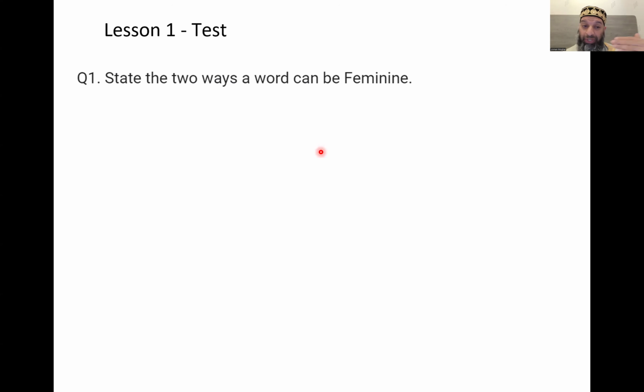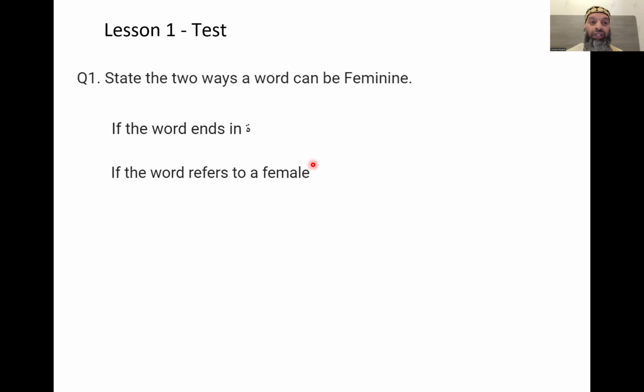Right, so now we're just going to repeat the answers. If you missed lesson 1 or you're struggling with lesson 1, you've heard now the homework answers, and now you're going to hear the test answers to give you some more to make it sit in. Okay, so state 2 ways a word can be feminine. If the word ends in a ta marbuta, and if the word refers to a female. Okay, so we've done this.